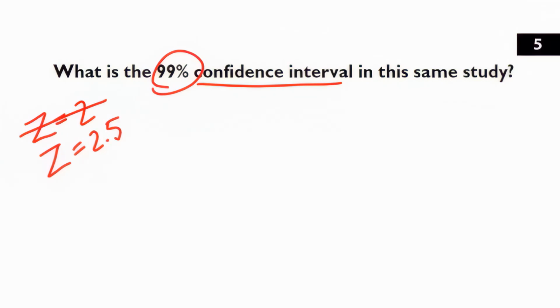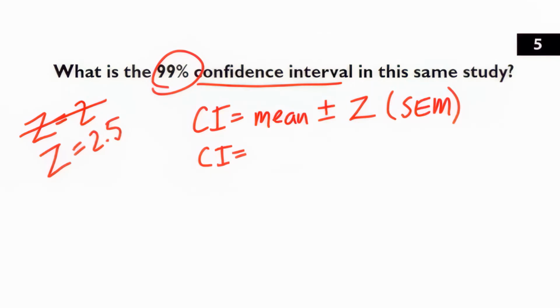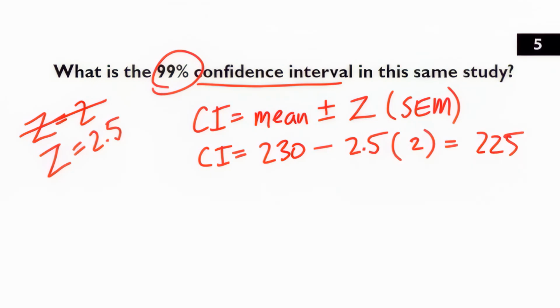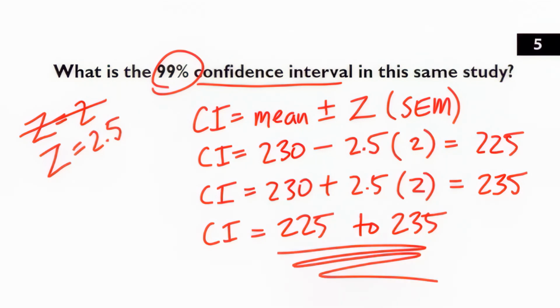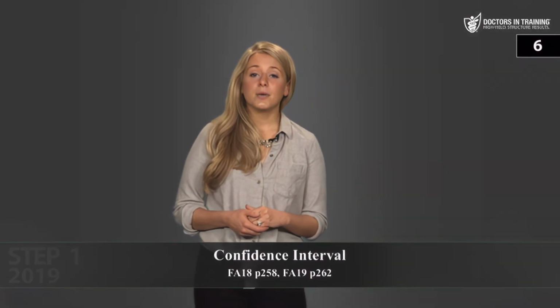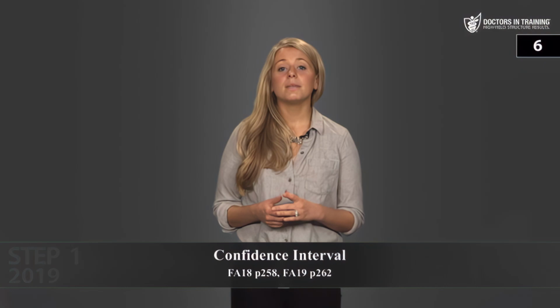You remember that the formula for confidence interval is the mean plus or minus z times SEM. So we have 230 minus 2 times 2.5, or 230 minus 5, which is 225. On the other side, we have 230 plus 2 times 2.5, so that makes it 230 plus 5, which equals 235. So the 99% confidence interval for this study is 225 to 235. So what this is trying to reiterate to you is that as you increase your confidence level, you'll widen your confidence interval.